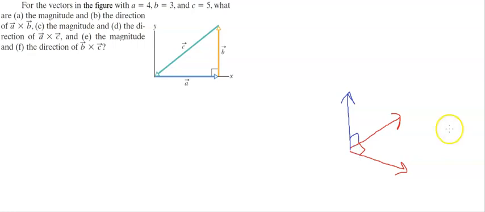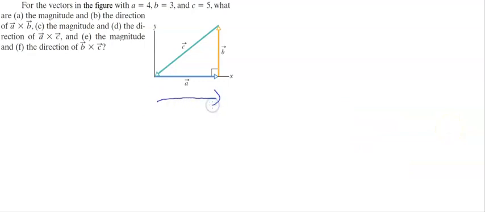So moving on to the problem, I can see that vectors A plus B plus C take us back to the original location. So the sum of these vectors is 0. Another thing to notice is that vectors A and B are perpendicular. That'll be important. Okay, part A is asking to find the magnitude and the direction of A cross B.